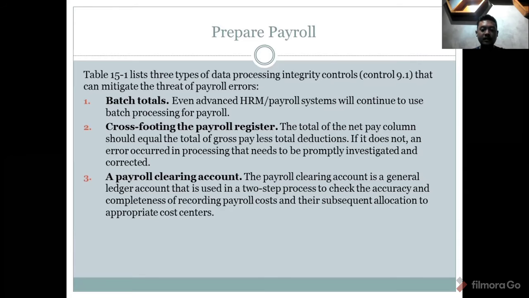Third, a payroll clearing account. The payroll clearing account is a general ledger account that is used in a two-step process to check the accuracy and completeness of recording payroll costs and their subsequent allocation to appropriate cost centers.